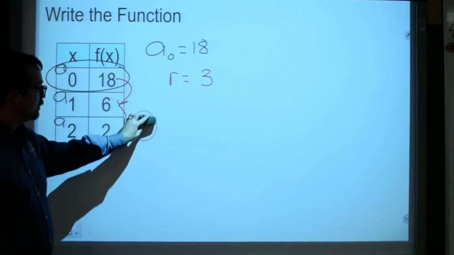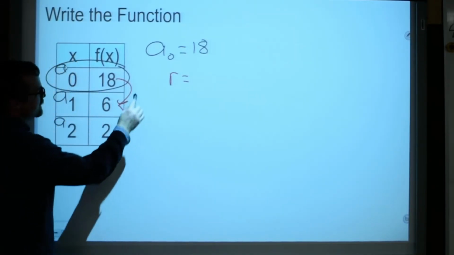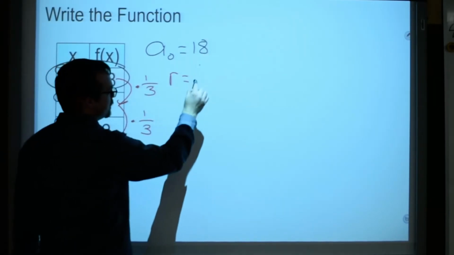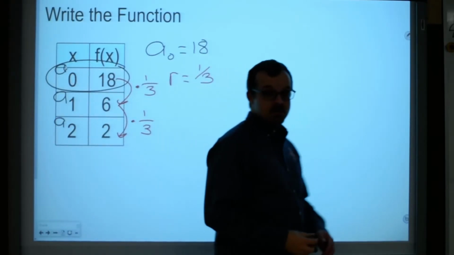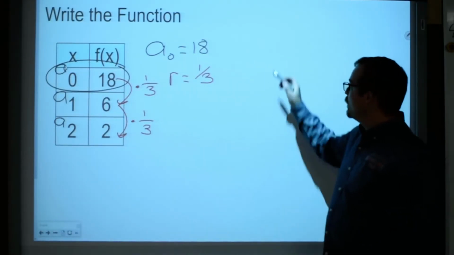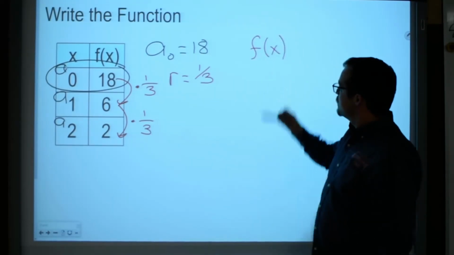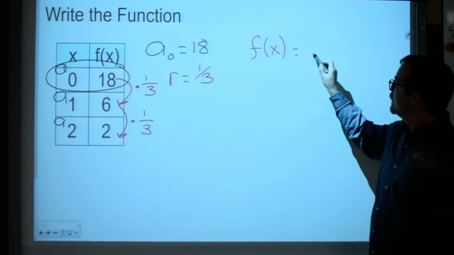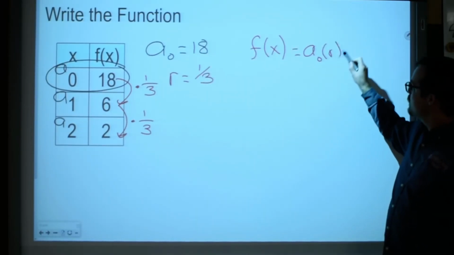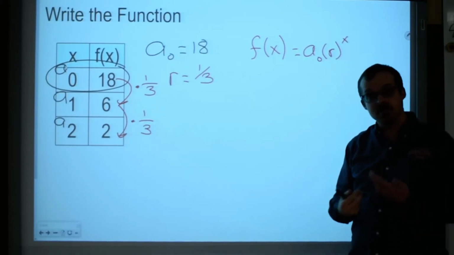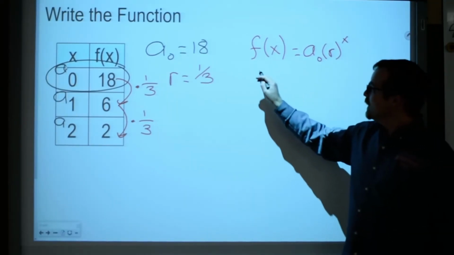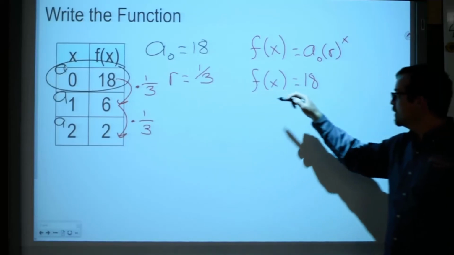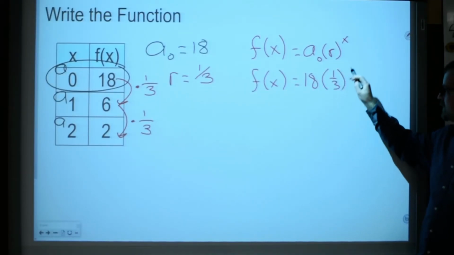So we need to change this to what we're multiplying by. And dividing by 3 is the same thing as multiplying by 1/3. And so my common ratio is 1/3. And if you remember, go back to your notes on what we need to use to find this equation. Our function notation, because that's what it's asking for, is a sub 0 times r to the power of x. Unless you went with the explicit equation, then you had to simplify down to this. So we have f of x equals my initial amount, which is 18, and then our common ratio, which is 1/3, to the power of x. And now I have my function, and I'm done.